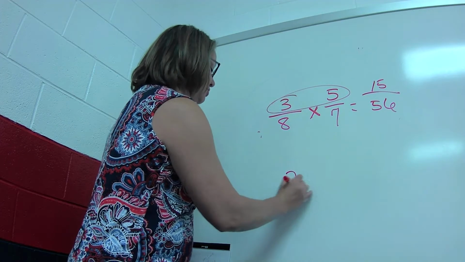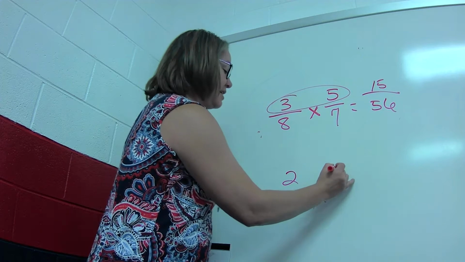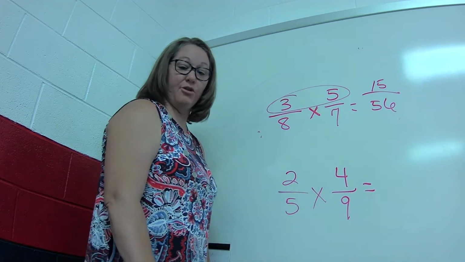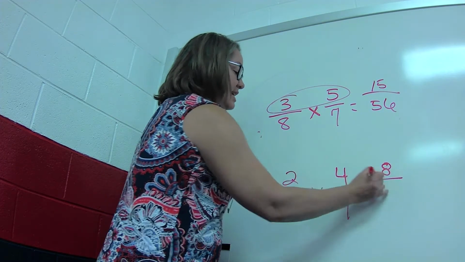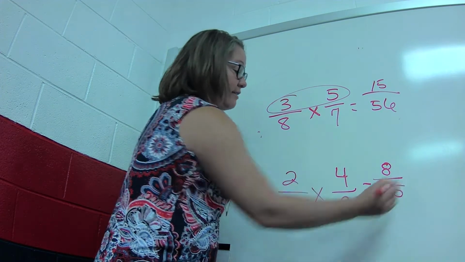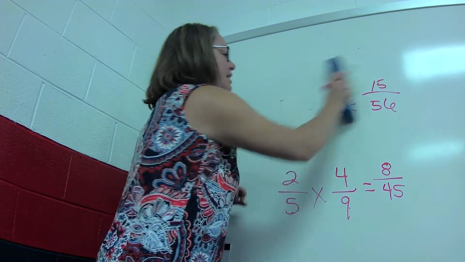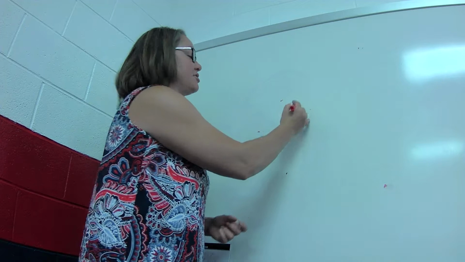All right, let's do another one. If we had 2/5 and we wanted to multiply by 4/9. Again, with multiplication, we can go straight across. 2 times 4 is 8, and 5 times 9 is 45. And you would get 8/45. All right, now let me show you something to help you to make sure things are in lowest terms.